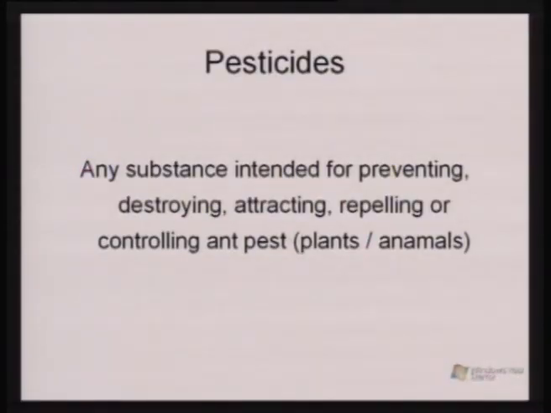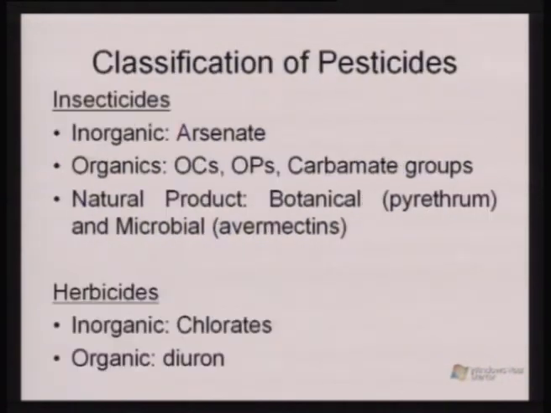Now, what are pesticides? Pesticides can be any substance intended for preventing, destroying, attracting, repelling, or controlling any pest. It may be plants or animals. So this pesticide can be any chemicals or drugs.